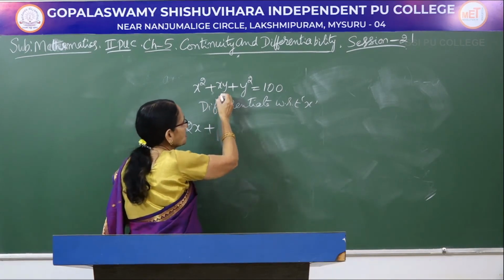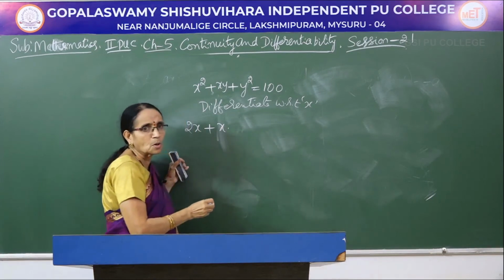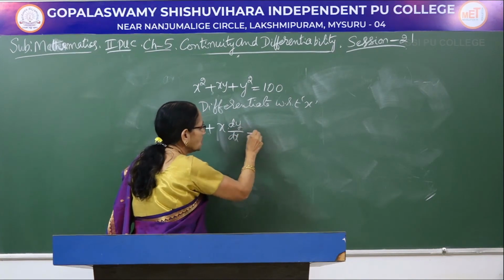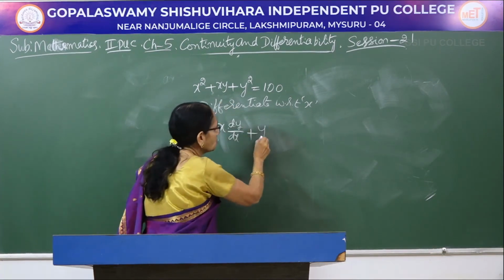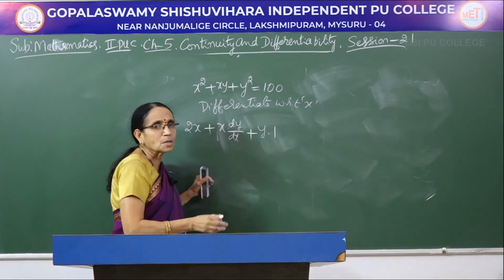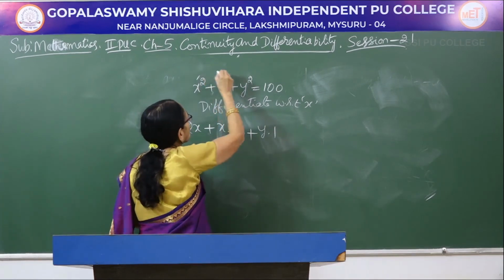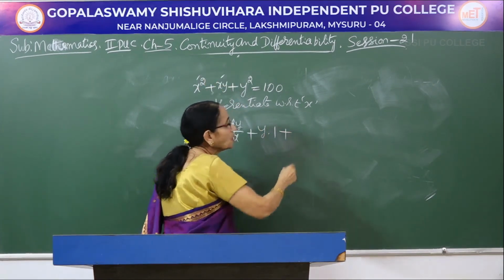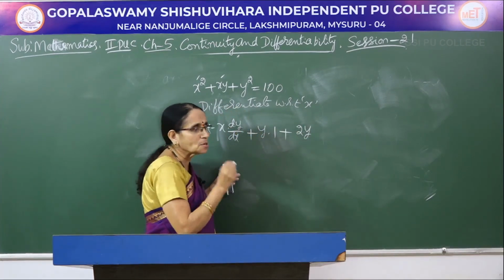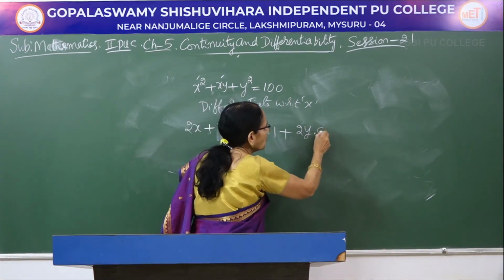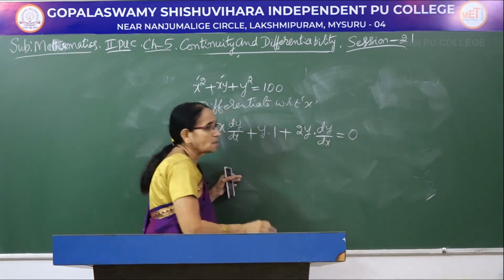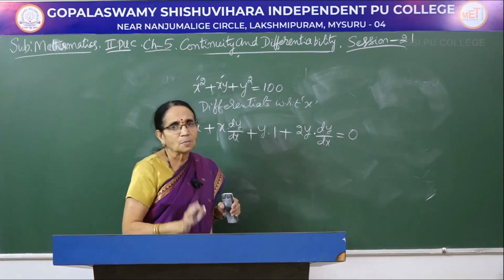Now, apply the product rule. First function x into y has to be differentiated, that is dy by dx plus second function y into derivative of x is 1. If you want, you can put the bracket, but it is not necessary. Now, come to y square term. As you know, it is a composite function, y square becomes 2y. And what is the derivative of y? Again, dy by dx. And finally, 100. Again it is a constant term, so the derivative becomes 0.